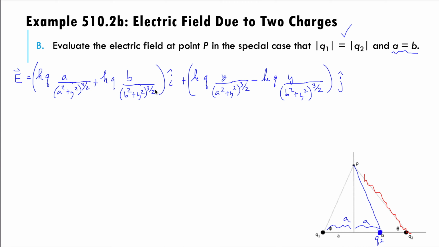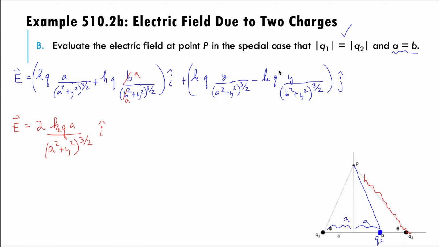So if we look at how that's going to simplify things, I've written down our answer from part A, and now we can see that we can make all the b's equal to a's. And then we can see that both of these terms are equal. So for E over here, we're going to have 2 times k_e Q a over (a squared plus y squared) to the 3/2. And that's going to be in the i direction.